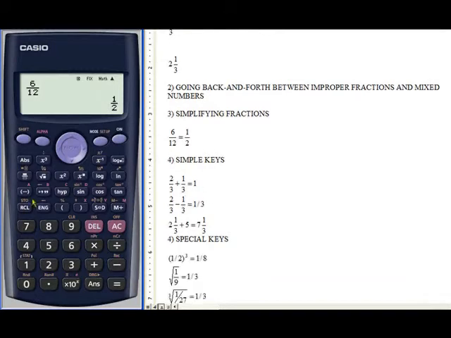Now let's try to add some fractions. Let's say I want to add 2/3 and 1/3. 2, right arrow, 3, then right arrow plus fraction 1, right arrow, 3, right arrow, equals. Do you see it?